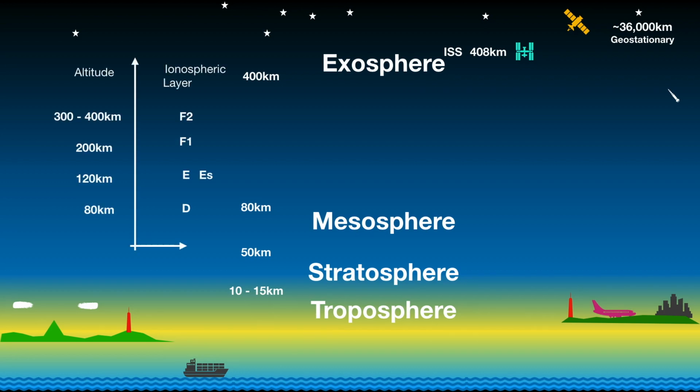Now, within the mesosphere, then above the mesosphere into the exosphere, we have the ionospheric layers. These ionospheric layers very much affect HF communications. Starting at the bottom at 80 kilometers, we have the D layer. At 120 kilometers, the E, and the E sporadic, and we'll be talking about that much later in the presentation. But just for now, let's think of it as the E layer. At 200 kilometers, the F1 layer, and at 300 to 400 kilometers, the F2 layer.